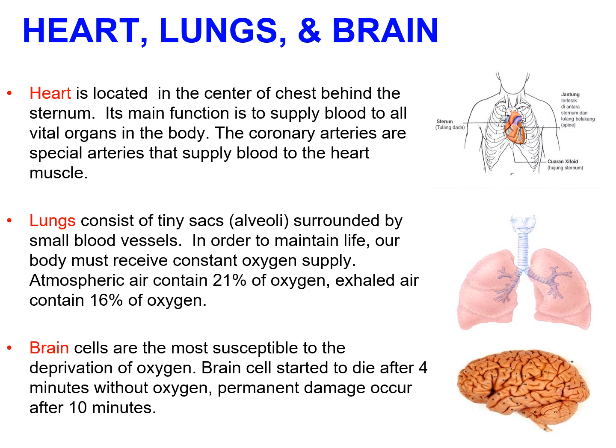Next, lungs. The lungs consist of tiny sacs or alveoli surrounded by small blood vessels. In order to maintain life, our body must receive constant oxygen supply. Atmospheric air contains 21% of oxygen, while the exhaled air contains 16% of oxygen. Brain. The brain cells are the most susceptible to the deprivation of oxygen. Brain cells start to die after 4 minutes without oxygen, and permanent damage can occur after 10 minutes without oxygen.